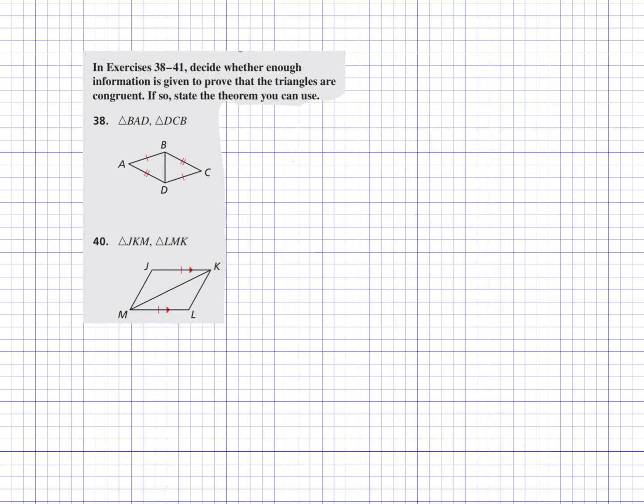Okay, decide whether enough information is given to prove that the triangles are congruent. Okay, so BAD and DCB. And say, yes, there is, because of side, side, side. BD is congruent to itself. Reflexive property. So you have all three sides congruent to the other three sides.